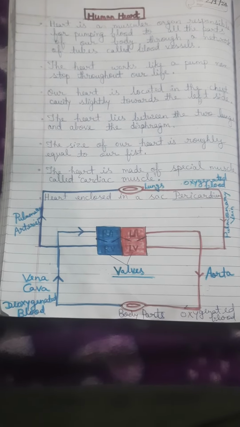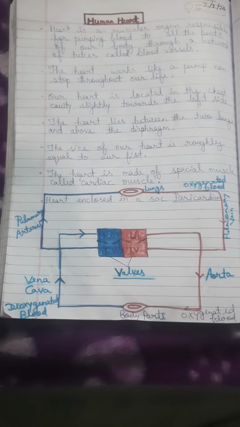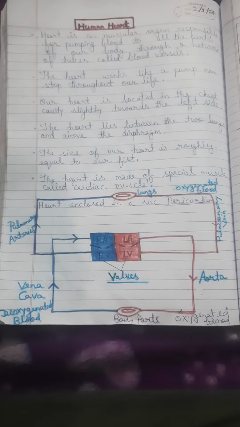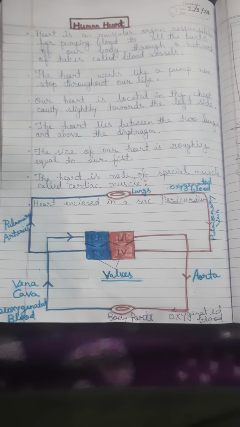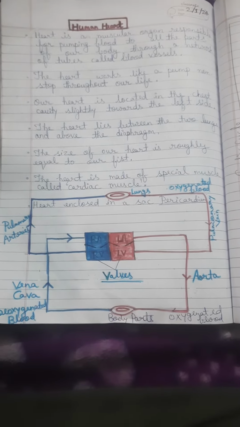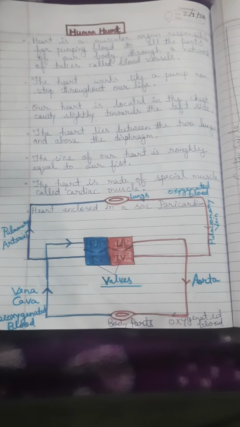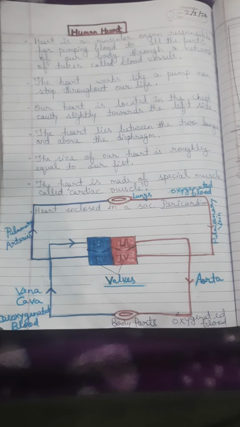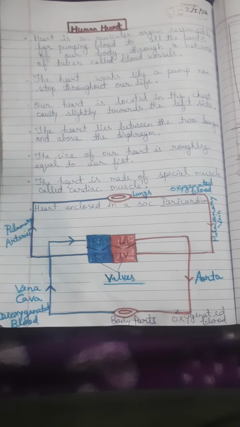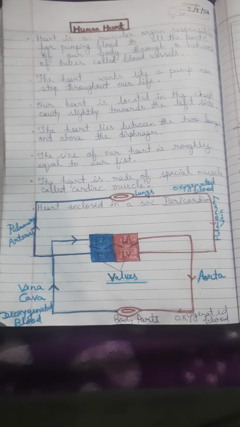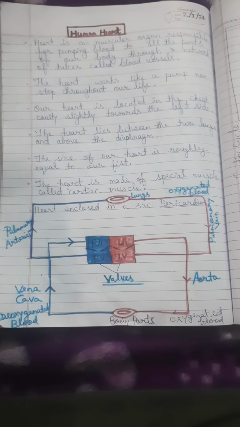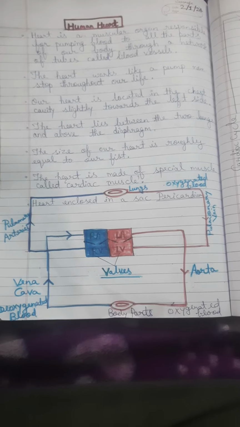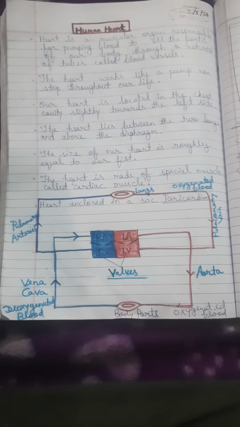Then blood enters into the pulmonary arteries, and finally it enters into the lungs, and here the blood becomes oxygenated. Then oxygenated blood enters into the pulmonary veins, then it enters into the left atrium. Here blood applies force on the bicuspid valve and then blood enters into the left ventricle. Then from left ventricle blood enters into the aorta, and finally the oxygenated blood enters into the body parts.